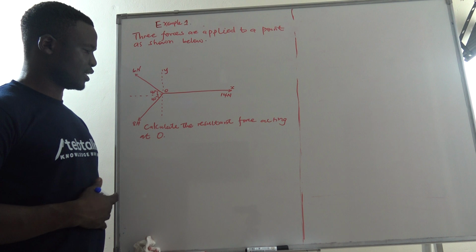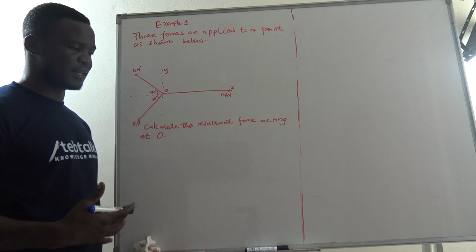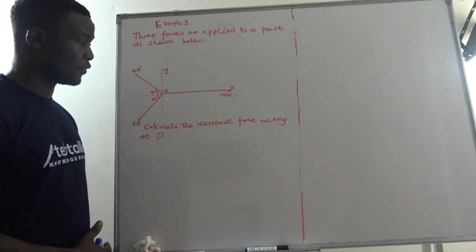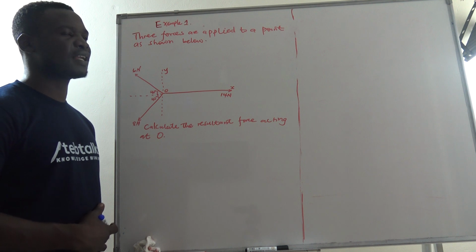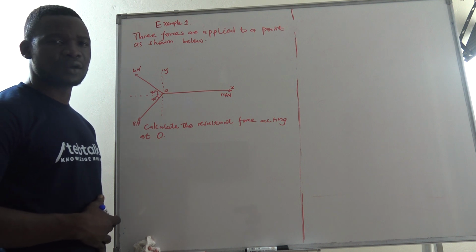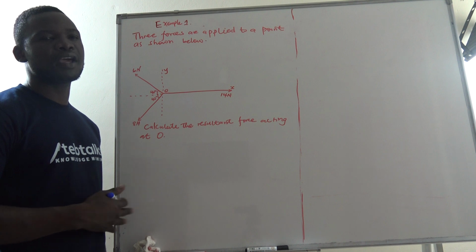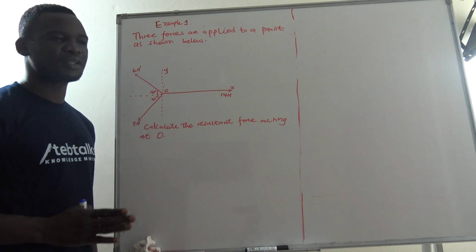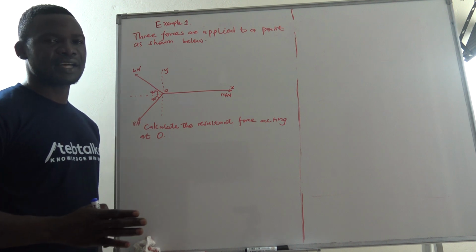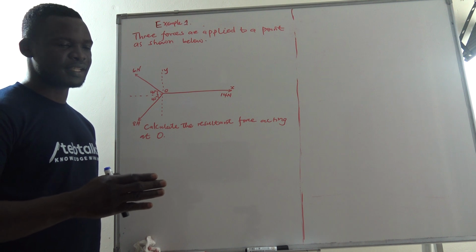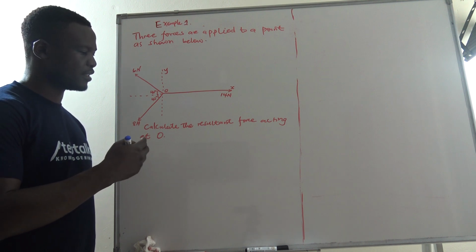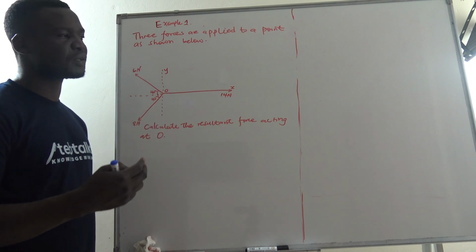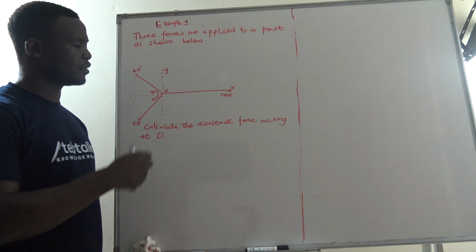Now, when we are calculating the resultant force, we say the resultant force is a single force that has the same effect as two or more forces. To get the resultant force, we must first resolve the forces acting on the body into two components, that is the horizontal component and the vertical component. The resultant is the force that we get from combining the vertical and the horizontal components of the force.